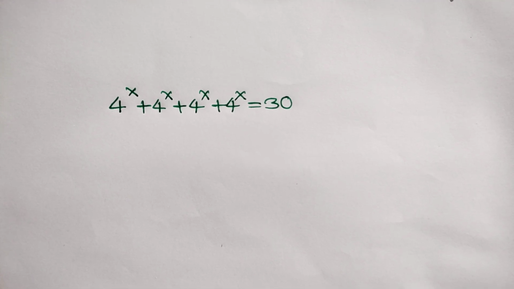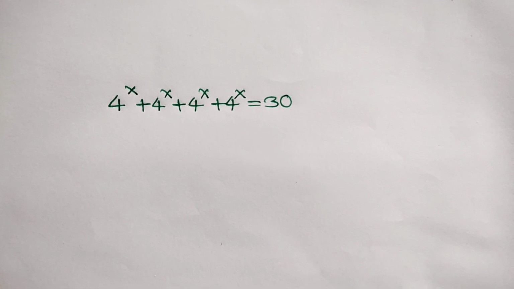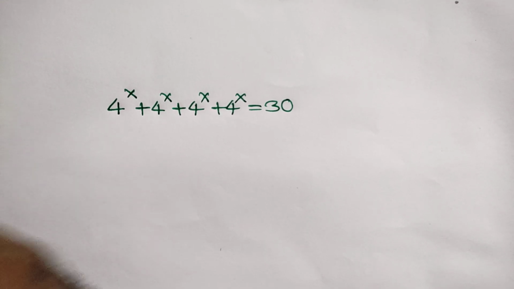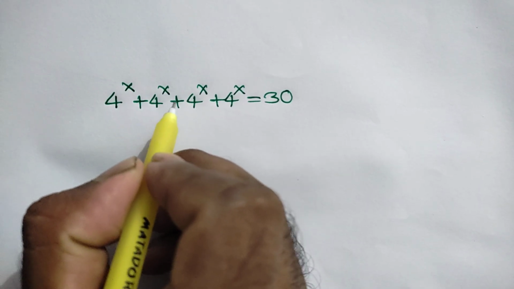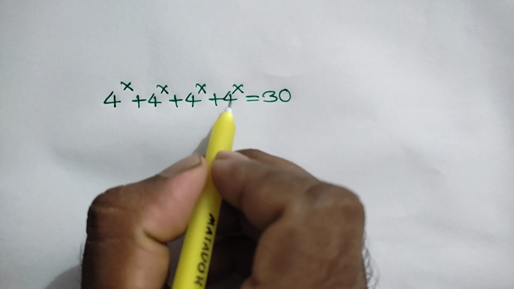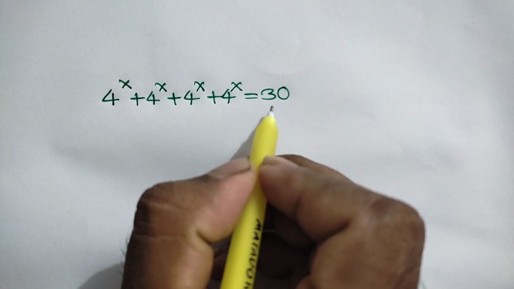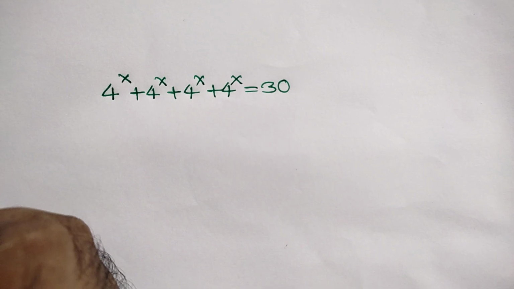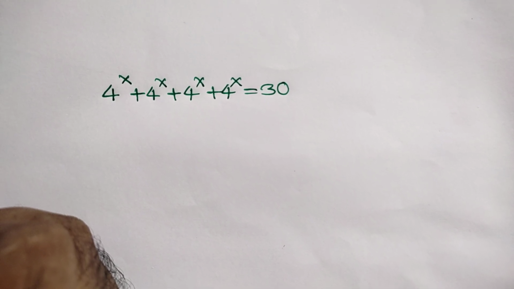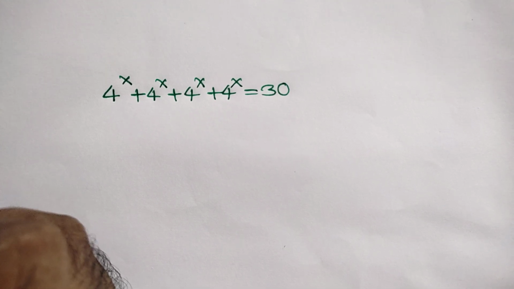Today I have an interesting exponential math problem for you. The question is 4 to the power x plus 4 to the power x plus 4 to the power x plus 4 to the power x is equal to 30. Can you find the value of x without using a calculator? Let's solve it step by step.